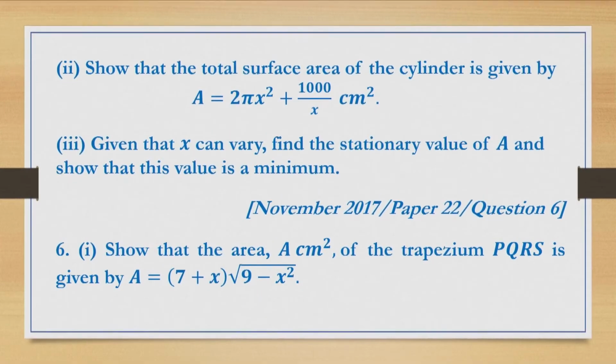Number 6, you have to find the area of trapezium. So the formula for area of a trapezium will be half sum of parallel sides times height.